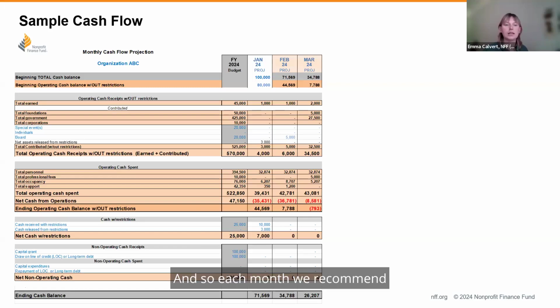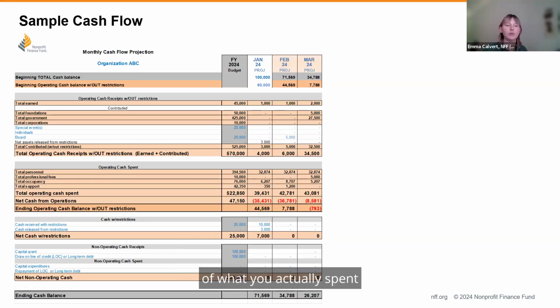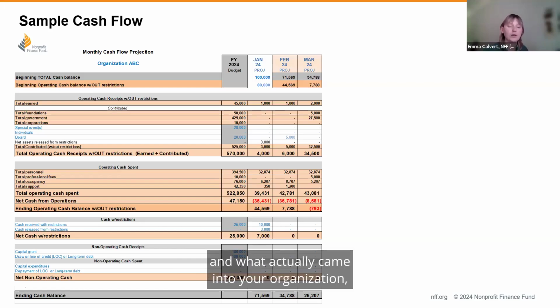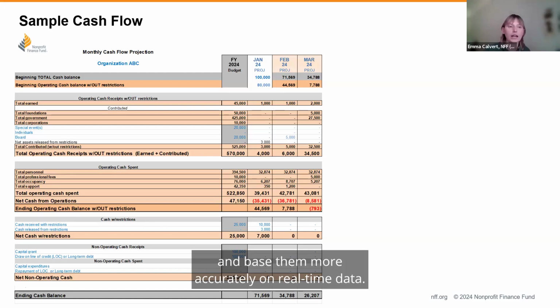And so each month we recommend retroactively updating these numbers to your actual numbers of what you actually spent and what actually came into your organization. So you know what actually occurred that month and can update your projections and base them more accurately on real-time data.